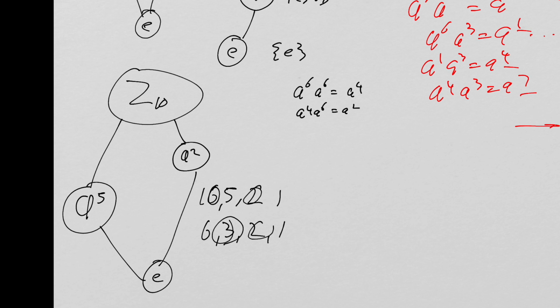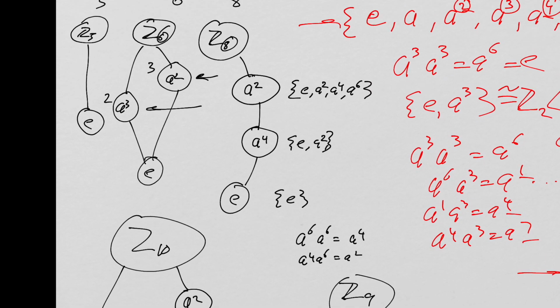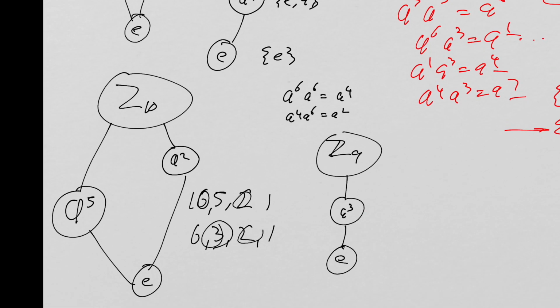But take a Z9, right? Z9, well, it would have a subgroup of A cubed, which has a subgroup of just E, right? So that looks a little different from these. And it's all about the way this number is factored. So that's kind of cool.